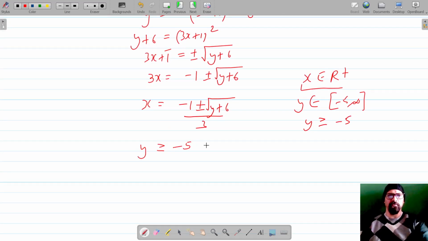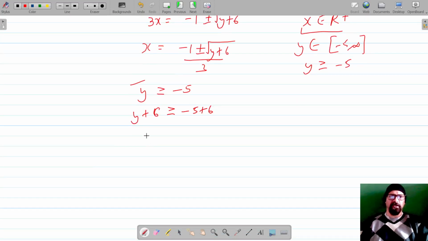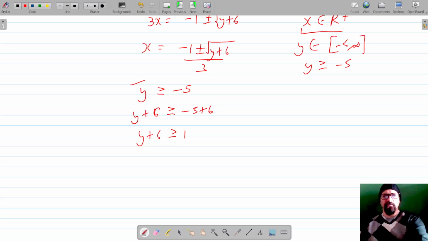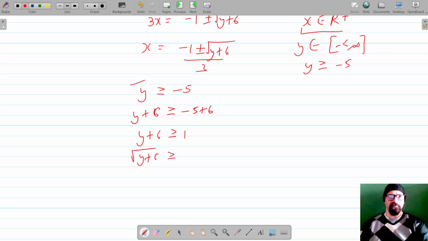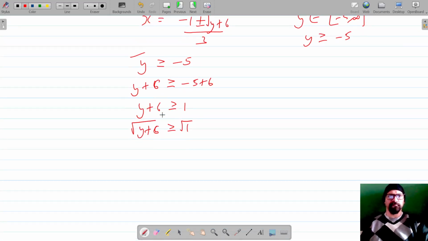I'm going to add 6 on both the sides. So which gives me y plus 6 is greater than or equal to negative 5 plus 6, and this is now y plus 6 is greater than or equal to 1. Let's take the square root on both the sides. So this is root of y plus 6 is greater than or equal to the root of 1, which is 1. And let me add negative 1 on both the sides. So this is negative 1 plus root of y plus 6 is greater than or equal to 1 minus 1, which will give me 0.